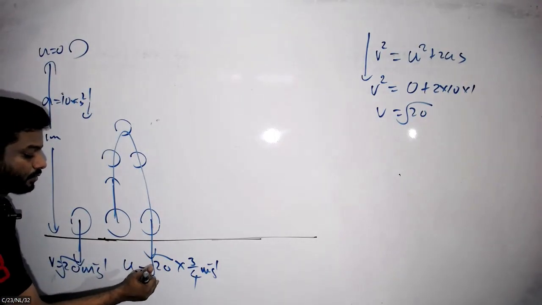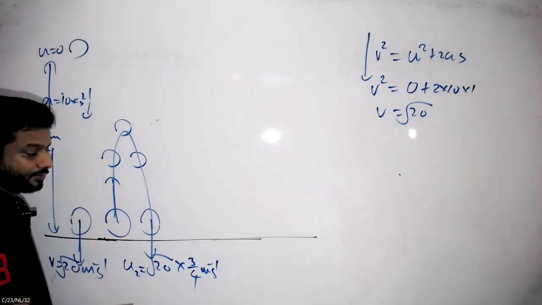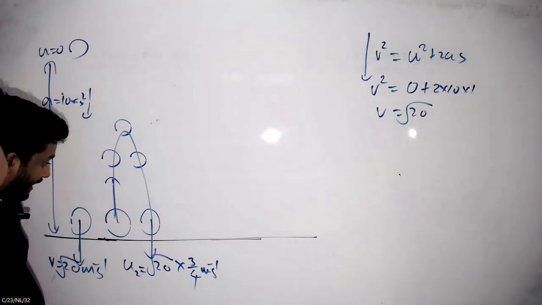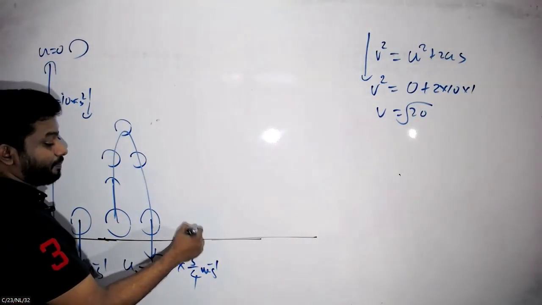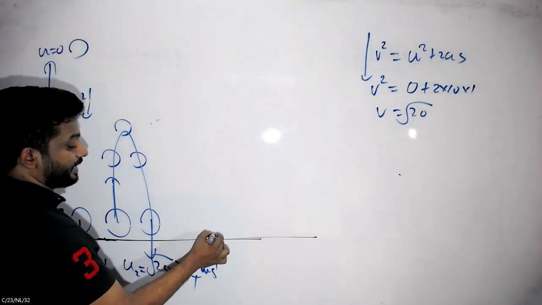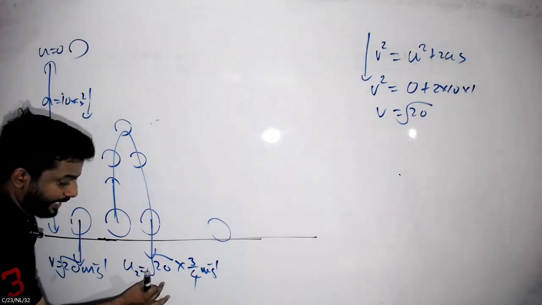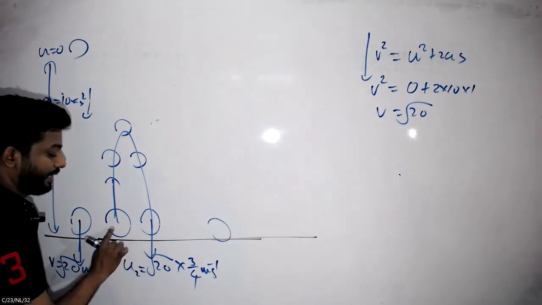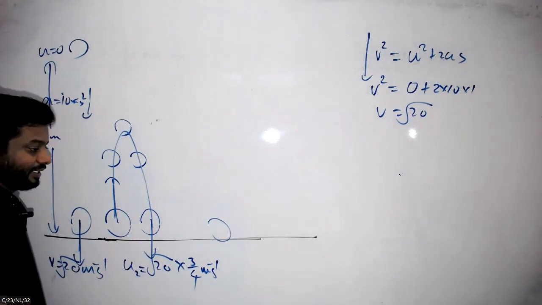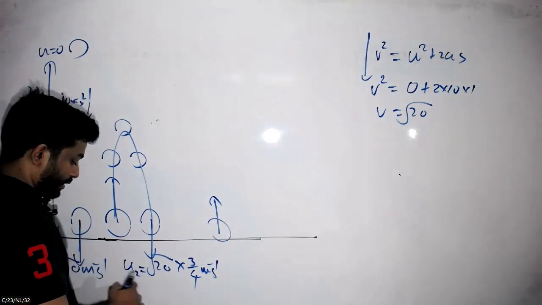It is equal to root 20 into 3/4. Then you can obtain the velocity acquired by the particle just after the second collision. Just before it is equal to root 20 into 3/4. Magnitudes of the velocities are equal. Then you can obtain u3.